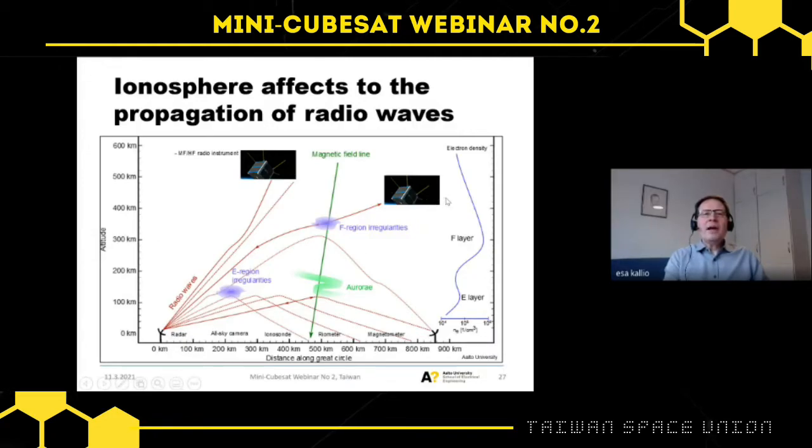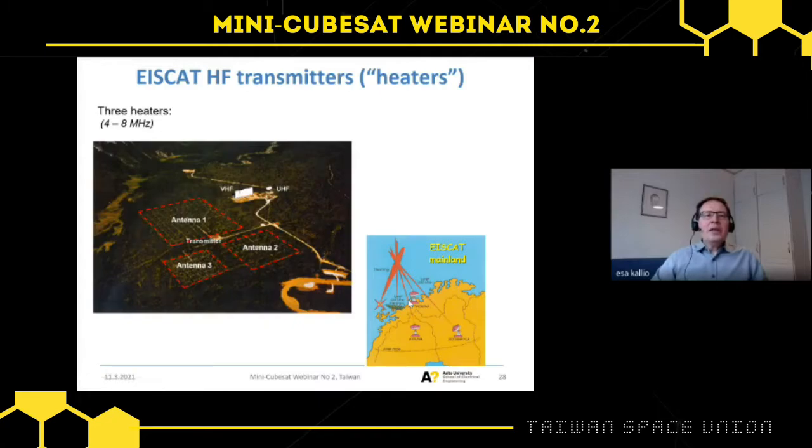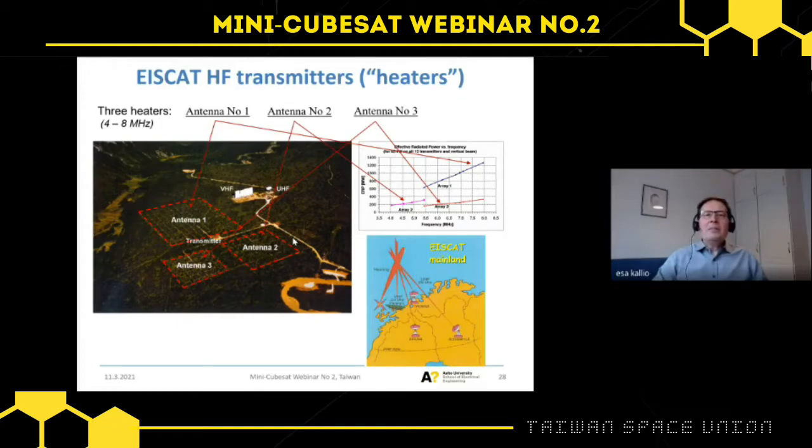So this is the kind of active measurement we made with IceCat. IceCat sent radio waves, and then we tried to listen to those radio waves. They are actually HF transmitters, or heaters, in Tromsø, in Norway. There are 3 antennas with different frequencies from 4 to 8 megahertz, transmitting several-megawatt pulses of corresponding energy.